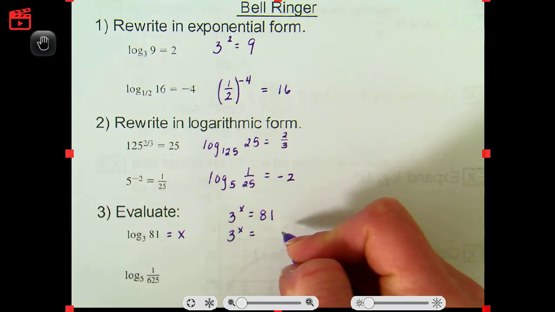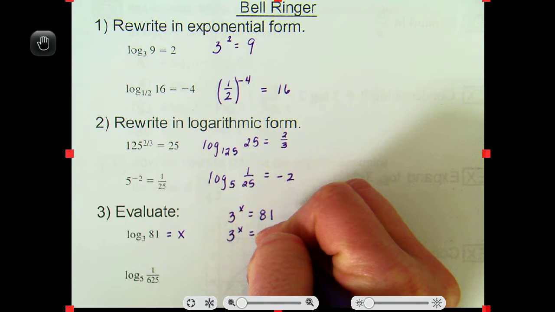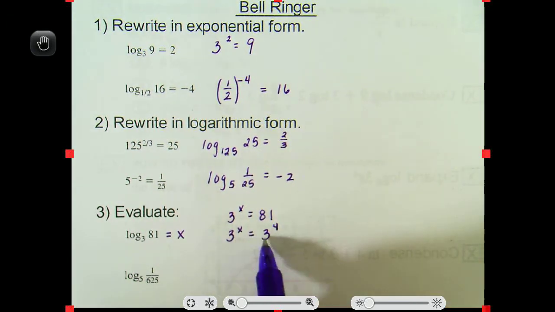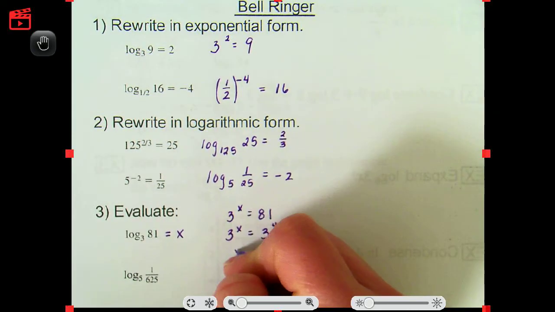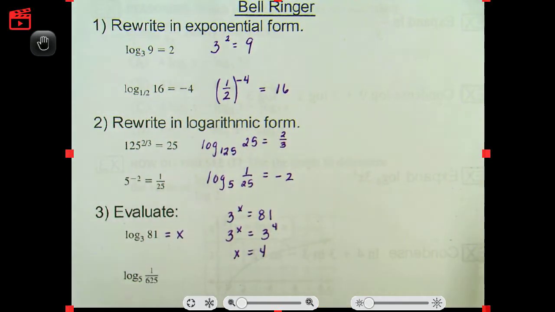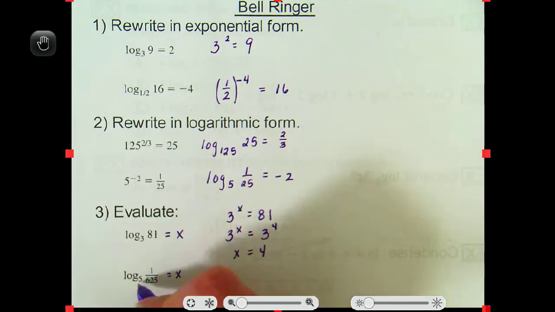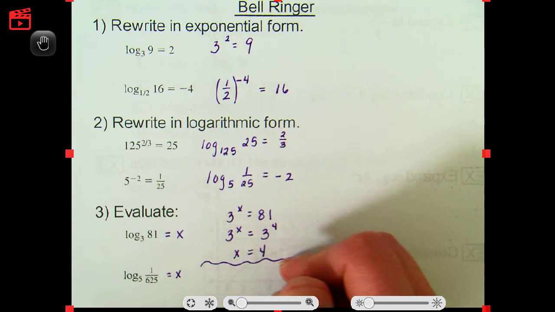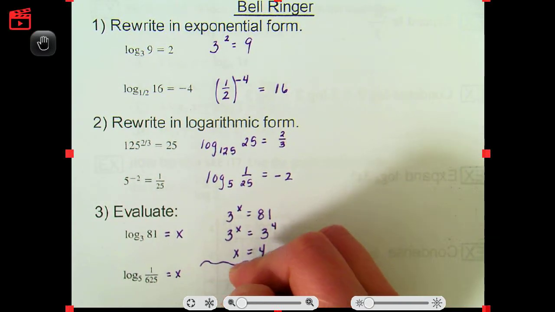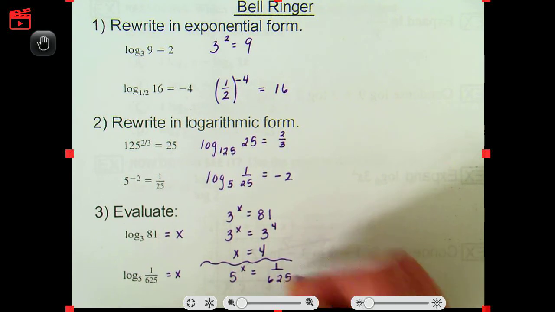So you could just do in your calculator, like 3 to what power gives you 81, and it's 3 to the 4th power. Since the bases match, that means x has to equal 4. So log base 3 of 81 is equal to 4. Same idea for this one, set it equal to x, start with your base. So I'd have 5 to the power of x is equal to 1/625.